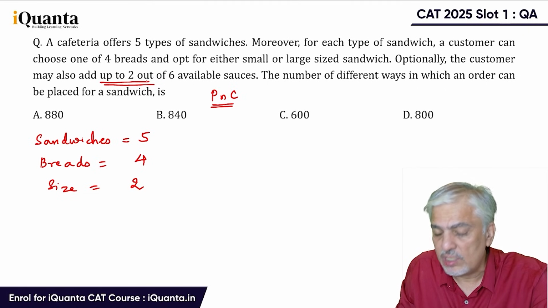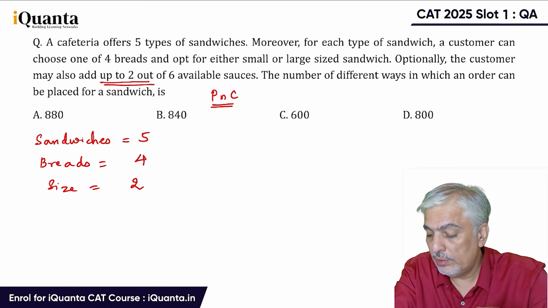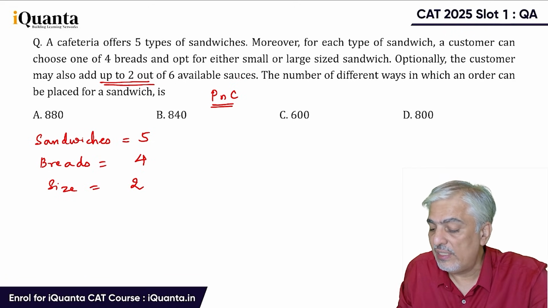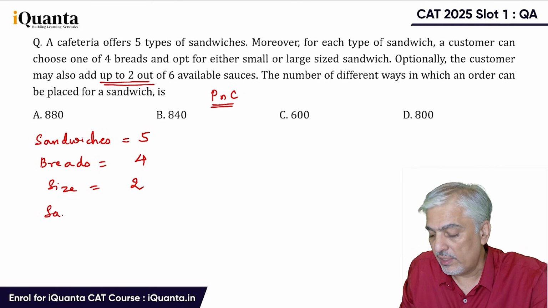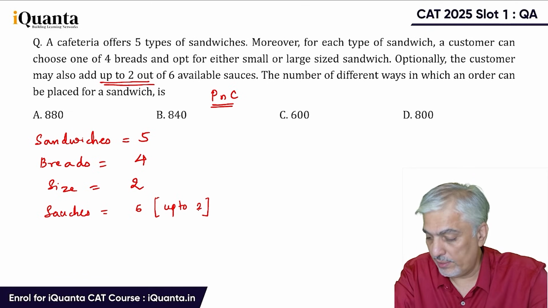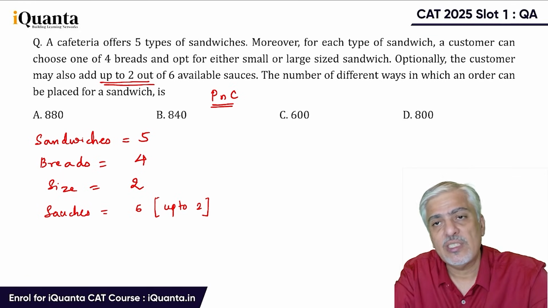Now, this was the part where a lot of students made mistakes. Up to, may also add up to 2 out of 6 available sauces. So there were 6 over here, but he can add up to 2. That was the main thing over here. Okay. Find the number of different ways in which an order can be placed for a sandwich.